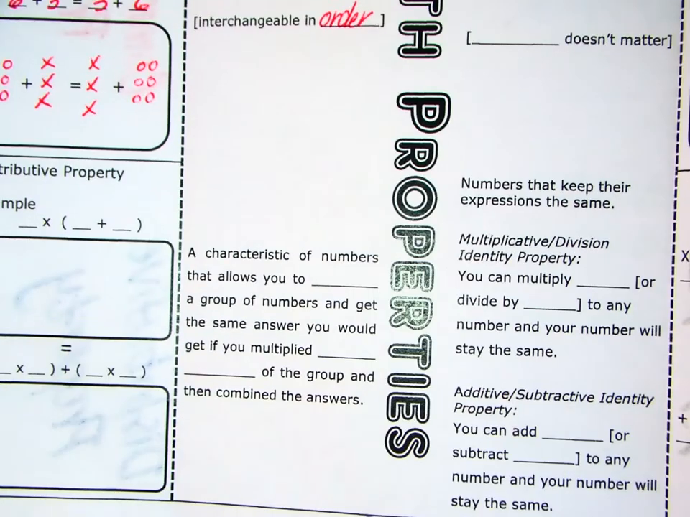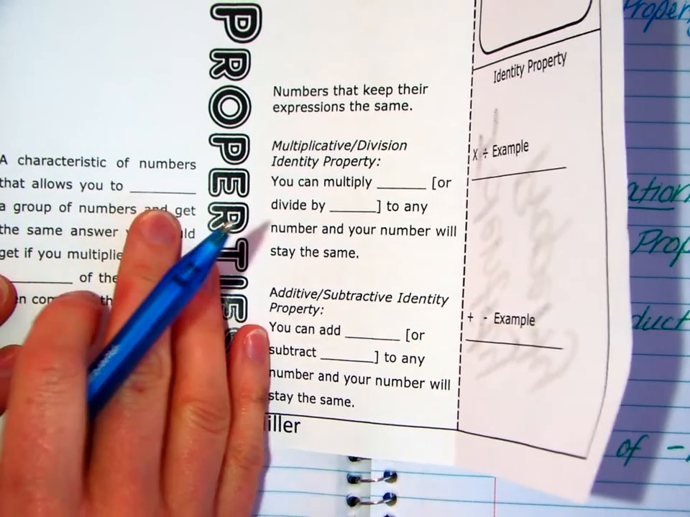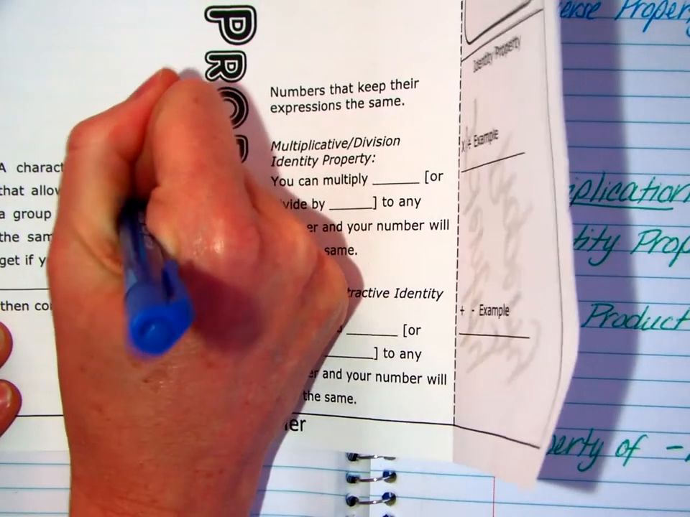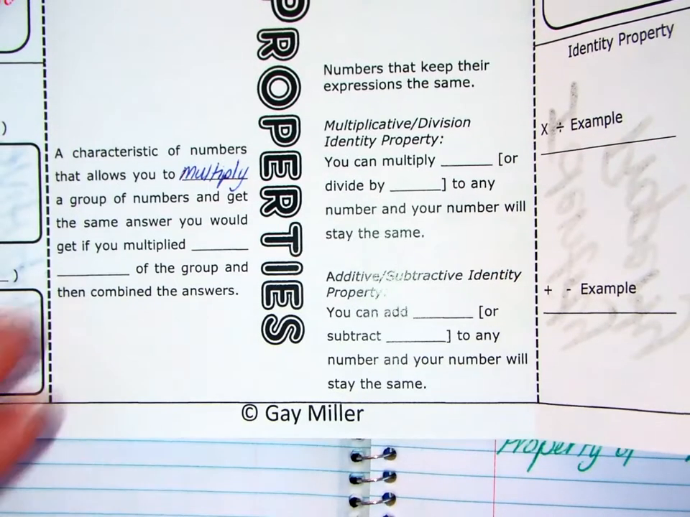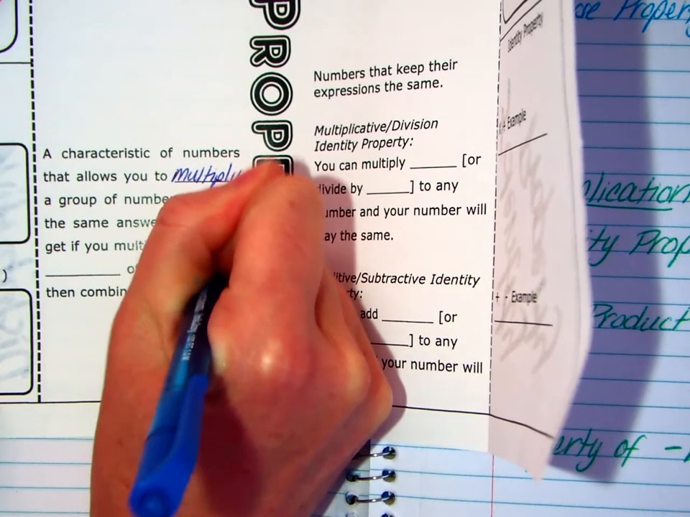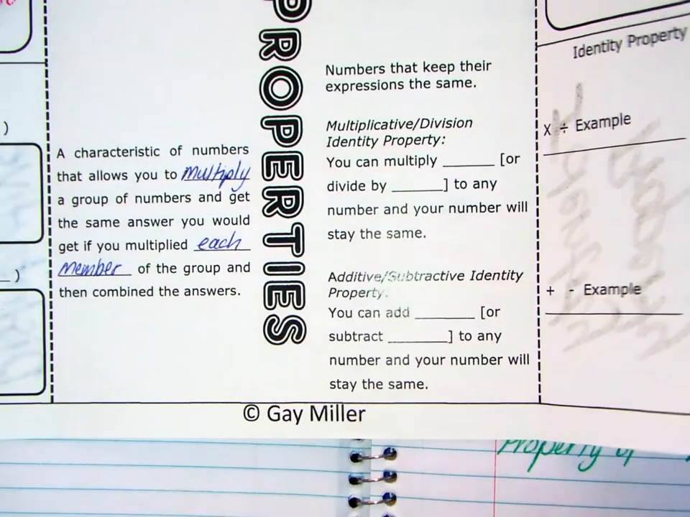Distributive property we have gone over extensively. That is the area model that we have talked about for weeks now. So, a characteristic of numbers that allows you to, keyword here is multiply, a group of numbers and get the same answer you would get if you multiplied each member of the group and then combined the answers. What does that mean? Let's look at an example.